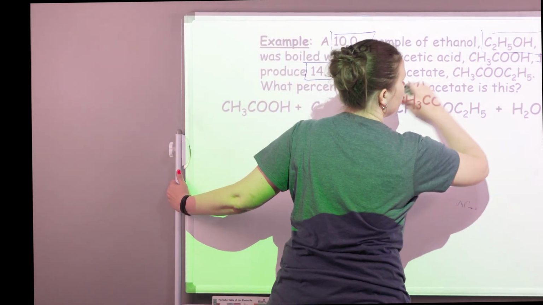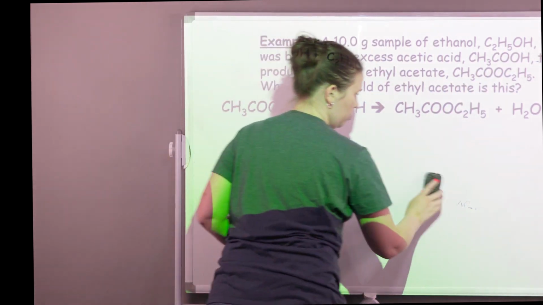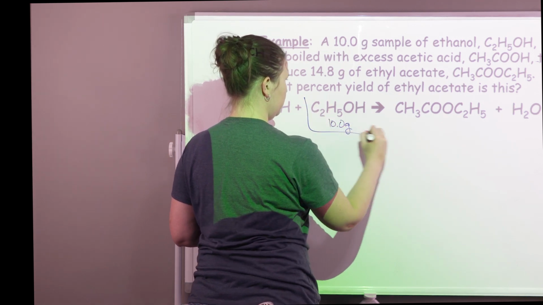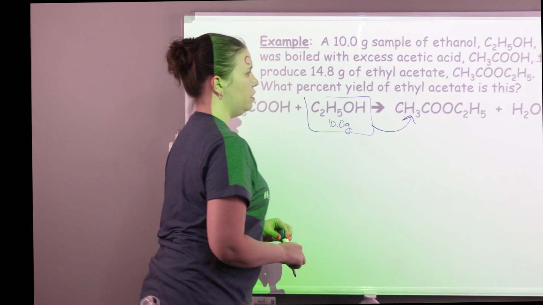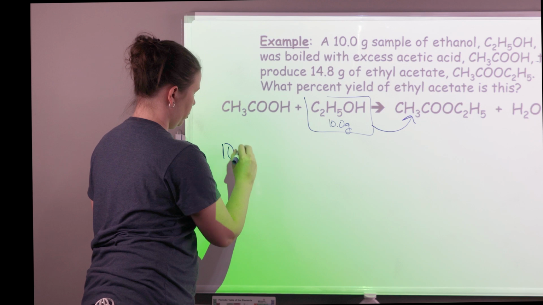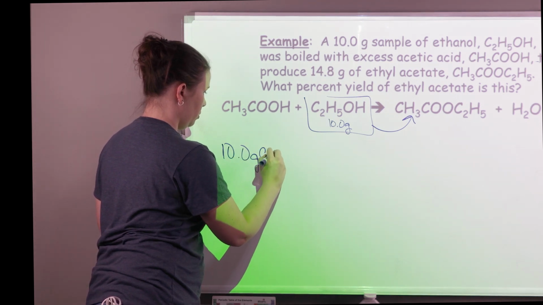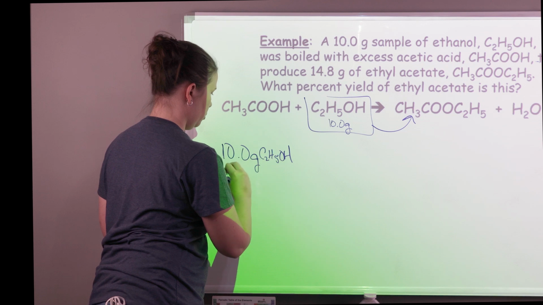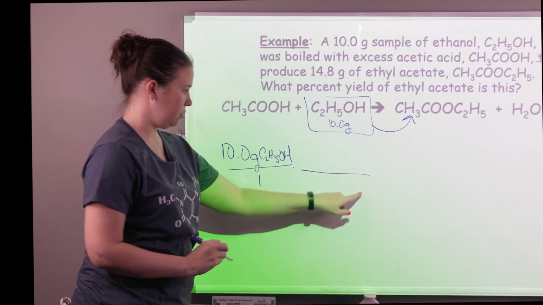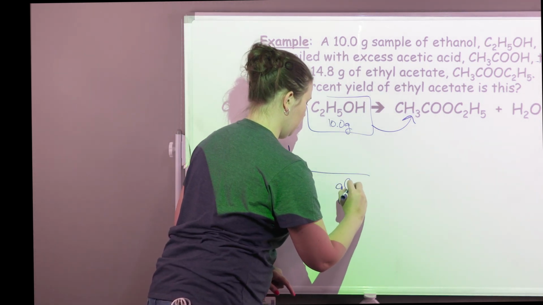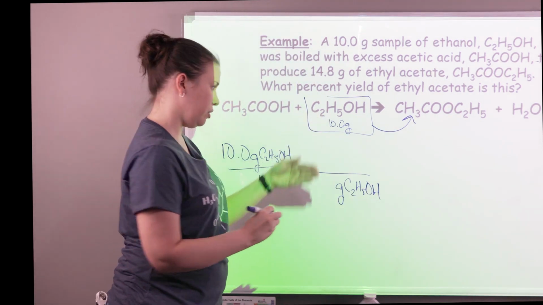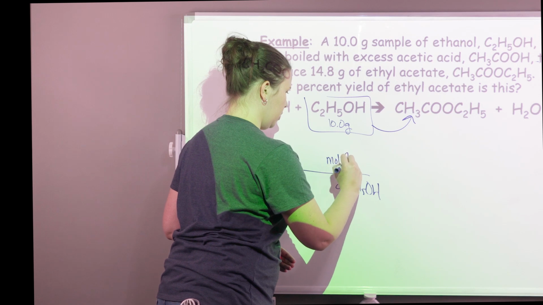First thing I want to determine is my theoretical yield. And to do that, remember, we were going to take our 10 grams of reactant and turn that into the amount of product. So I would start with my 10.0 grams of C2H5OH, put that over 1. Gram of my reactant will go on the bottom. So grams C2H5OH. And then the first thing I would do, always convert it into moles. And when I do that, I'm going to keep the substance the same.